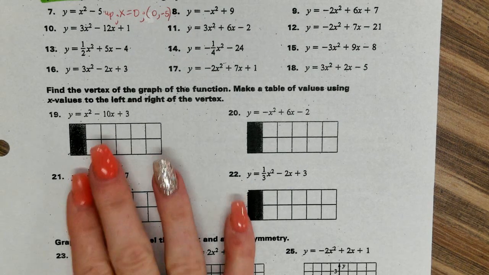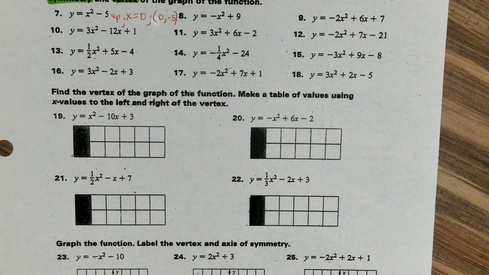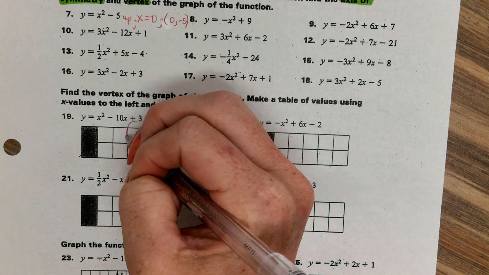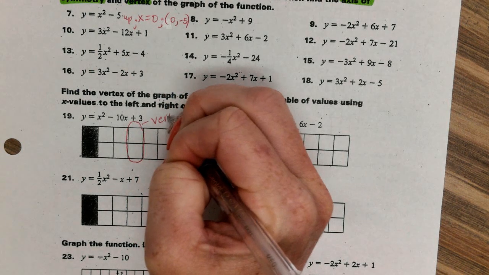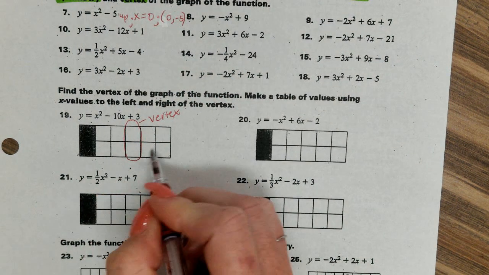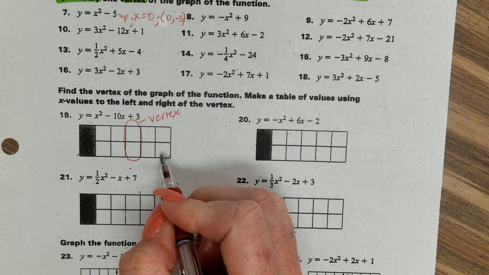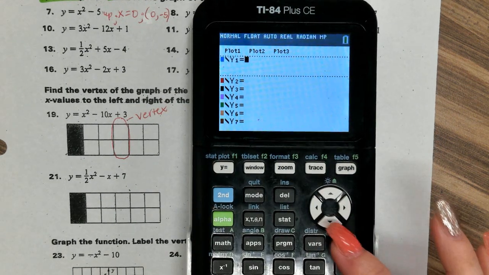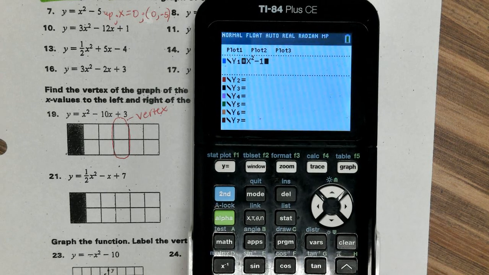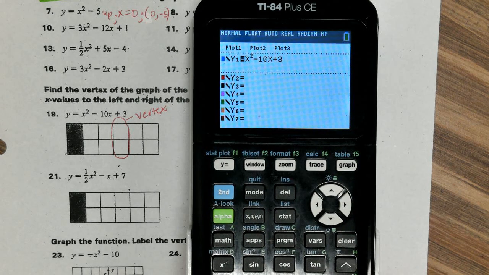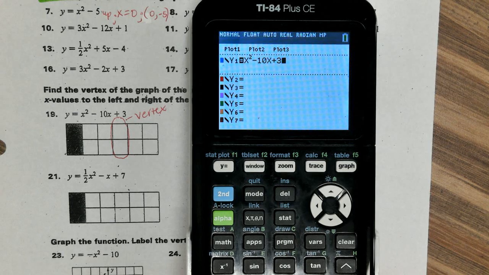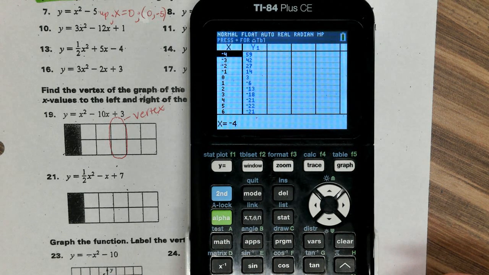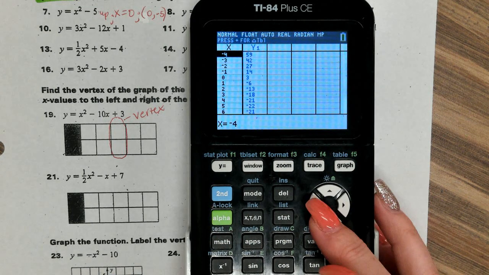Now, notice that the tables are blank. You do not get to pick what you put in there. What I want is this part right here to be the middle, to be the vertex. So whatever's on the left should mirror what's on the right. Make sense? Let's go do this one together. So take your calculator and go put in that equation. Okay, go to your table and start looking for where it repeats itself.